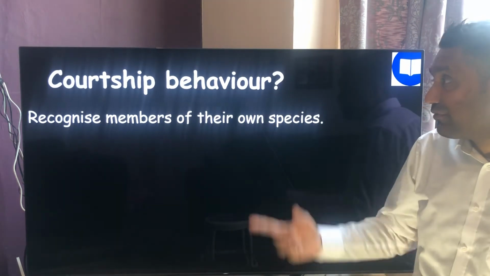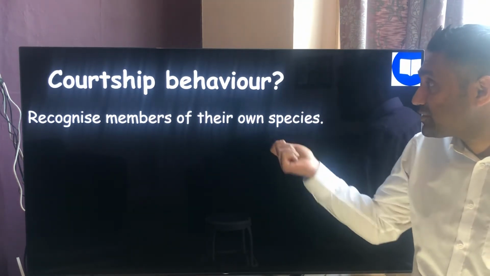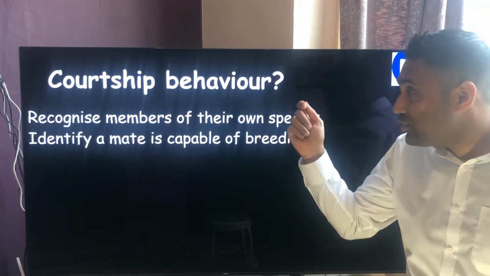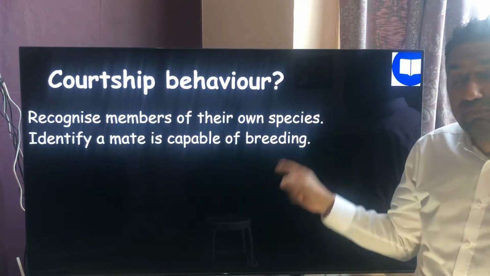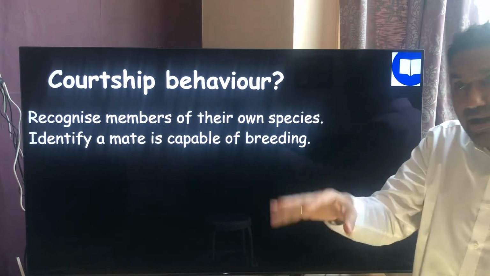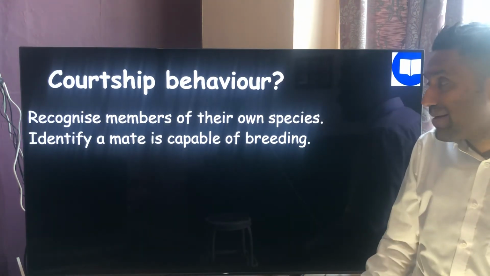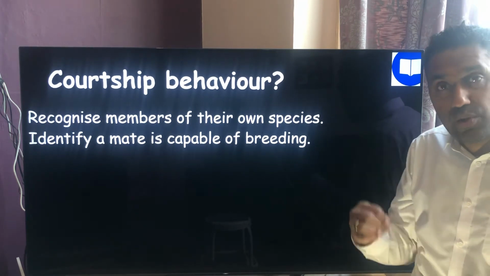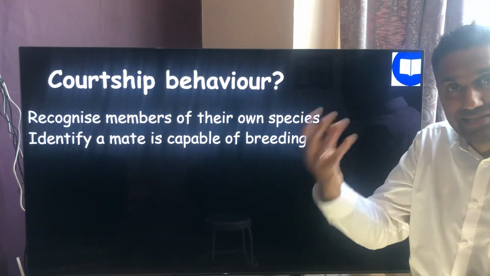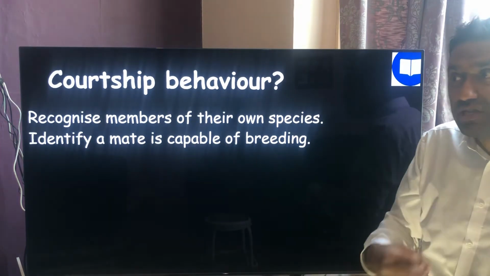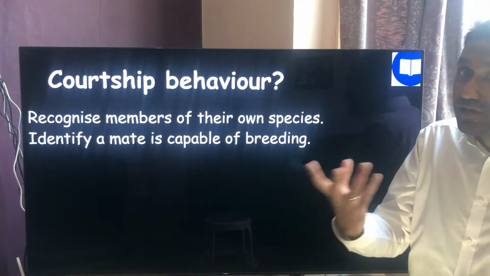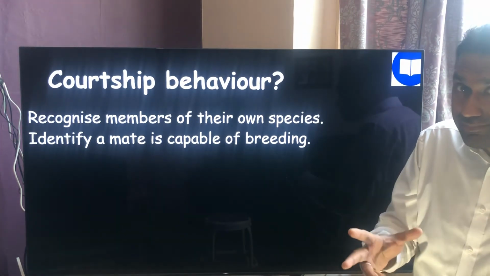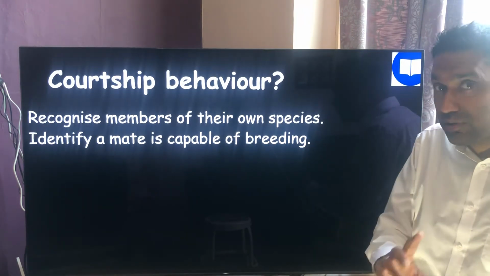Courtship behaviours. First thing is, why do we need it? Is to recognise your own species. You need to identify that mate is capable of breeding. So you'll see dogs sniffing around other dogs, sniffing their backsides, because they're trying to smell to see, are they compatible with themselves? Can they breed? Are they the same species? You obviously want to be mated with the same species because you don't want to end up in prison if you're a human doing the wrong thing.